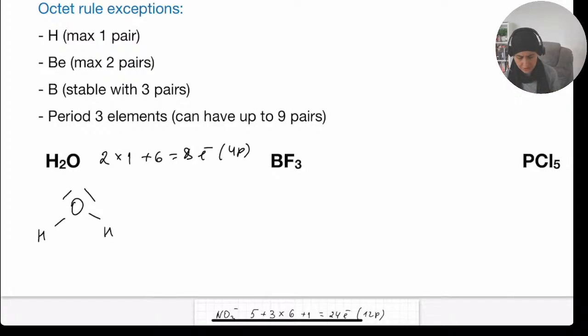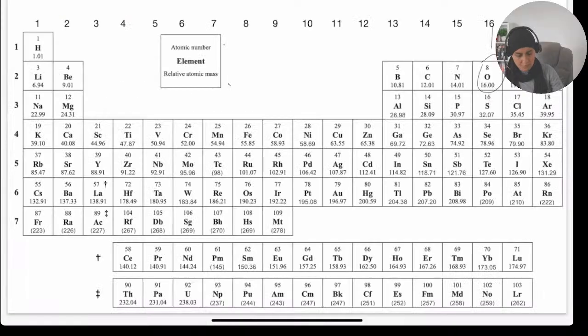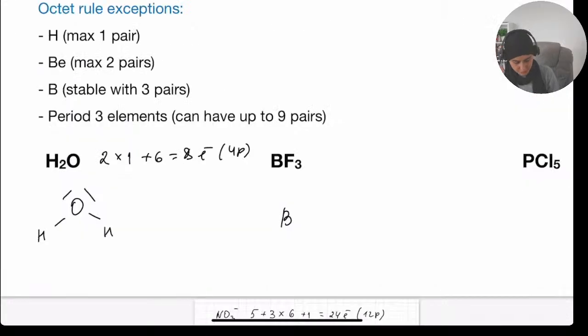Now BF3. Boron is the central atom. Let's count the number of valence electrons. Boron, group 13, so 3 valence. Fluorine, group 17, so 7 valence electrons. So it becomes 3 for boron, then 3 times 7 for fluorine. So what do we have? 21 plus 3, 24 electrons or 12 pairs. Then I connect side atoms with single bonds.